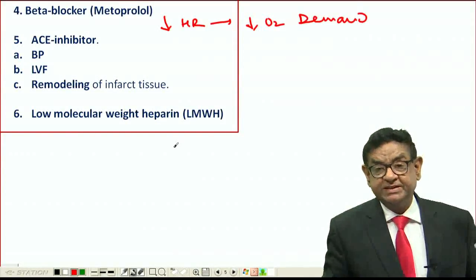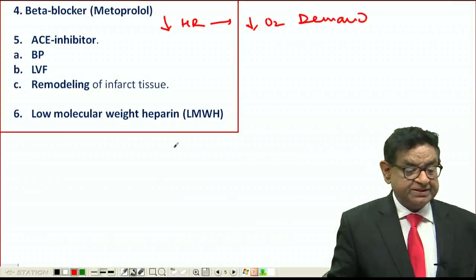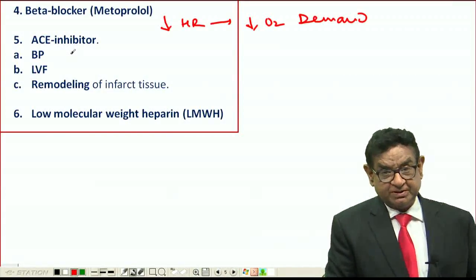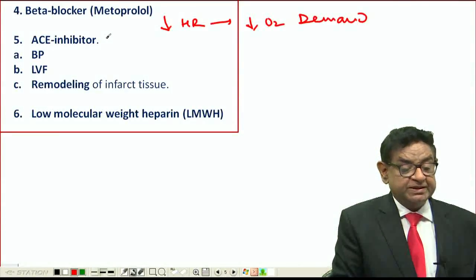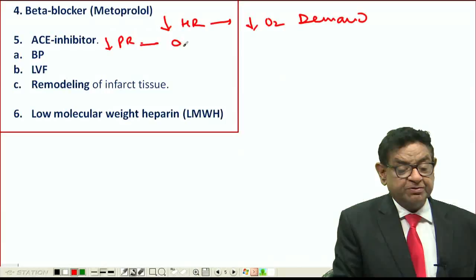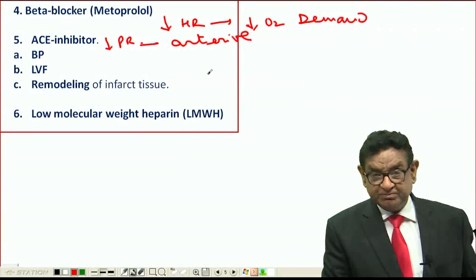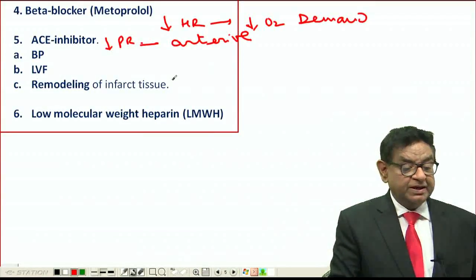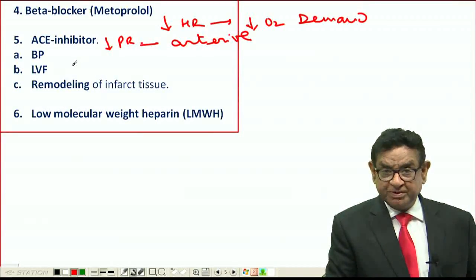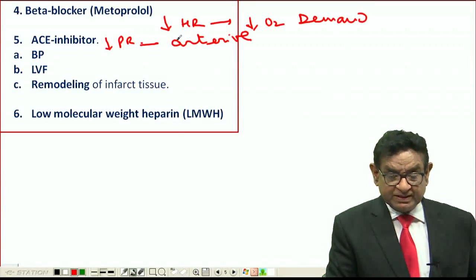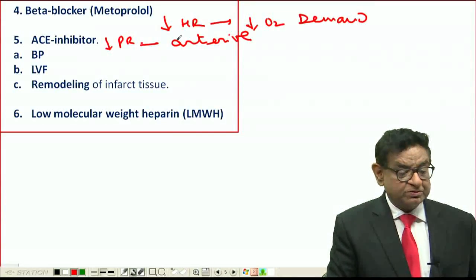Then ACEI. What is the role of ACEI? It has a very important role to play. They control the blood pressure because they are potent. They dilate the arterioles, and thereby they reduce the peripheral resistance. BP is controlled. It also helps in the treatment of LVF, because it's a potent vasodilator, so it is going to treat a case of LVF also.